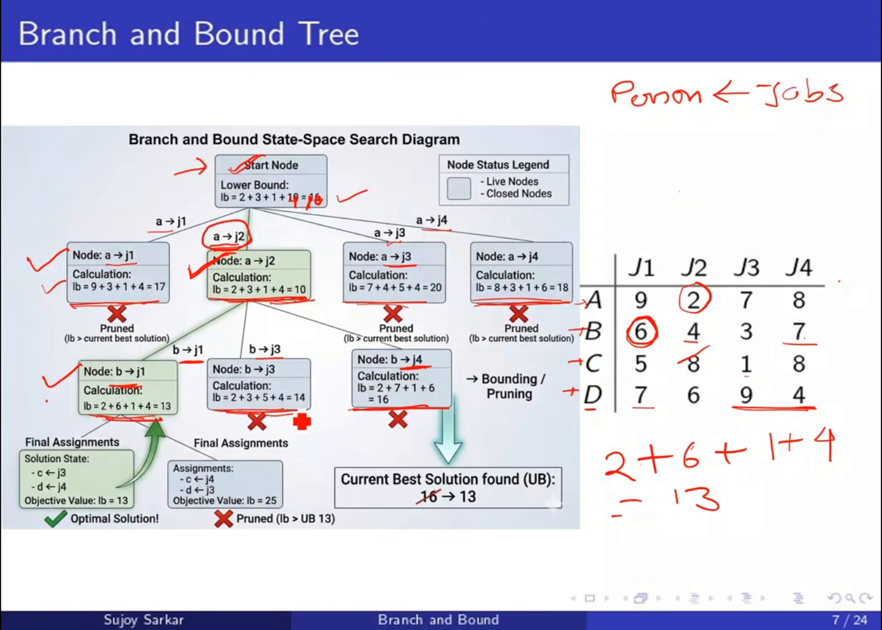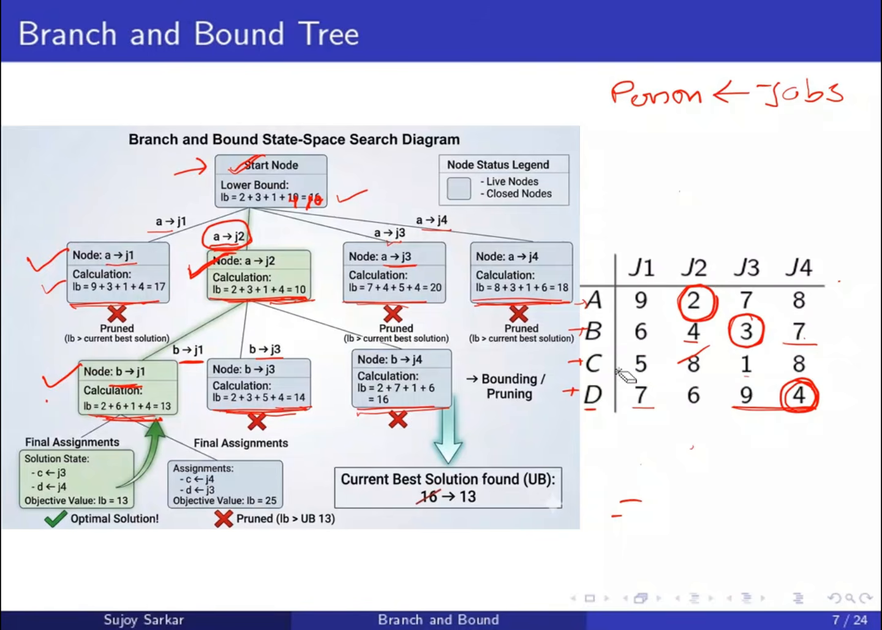Next we will pick up this node. What is the lower bound for that node? This node means A assigned job 2, B assigned job 3. So C is left with job 1 and job 4. For that, minimum is 5. And D is also left with job 1 and job 4. Minimum is 4. So total lower bound is 2 plus 3 plus 5 plus 4, 14.